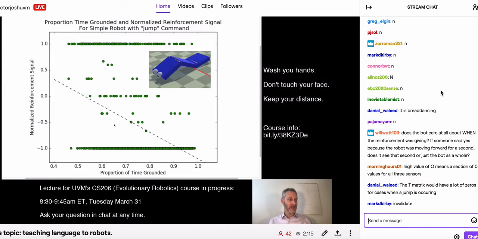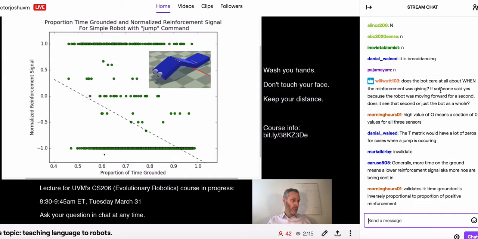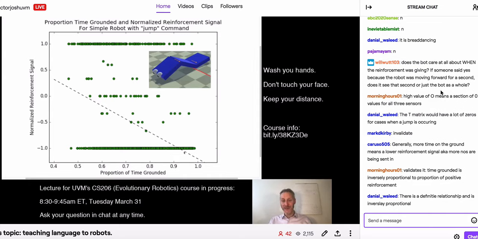So our hypothesis from the previous slide was that generally more time on the ground means a lower reinforcement signal. So let's see, more time on the ground, so a larger value of the independent variable, means a lower value of the reinforcement signal. That's right, exactly. So there is a definite relationship.